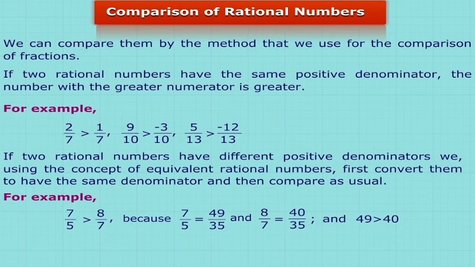And if two rational numbers have different positive denominators, using the concept of equivalent rational numbers, we first convert them to having the same denominator and then compare as usual. For example, 7 upon 5 and 8 upon 7. Firstly we convert them into like rational numbers and after that we compare. If we convert 7 upon 5 and 8 upon 7 into like rational numbers, the answer is 49 upon 35 and 40 upon 35, and here the denominators are the same, so we can easily compare these rational numbers. So 7 upon 5 is greater than 8 upon 7.